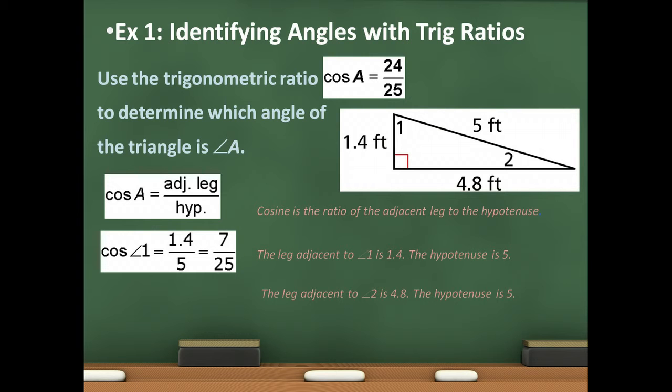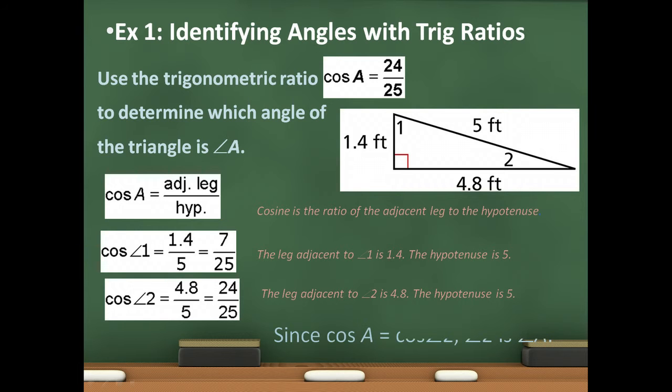The leg adjacent to angle 2 is 4.8 and the hypotenuse is 5. So 4.8 over 5 multiplied by 5 over 5 gives us 24 over 25. Thus, angle 2 is angle A.